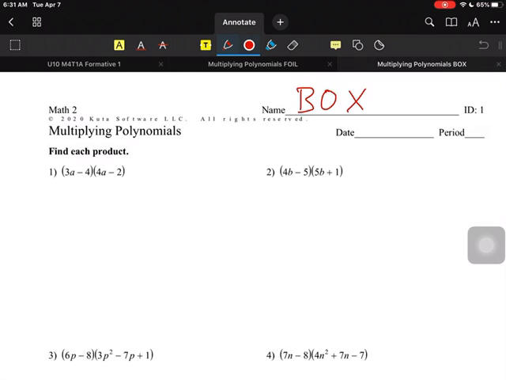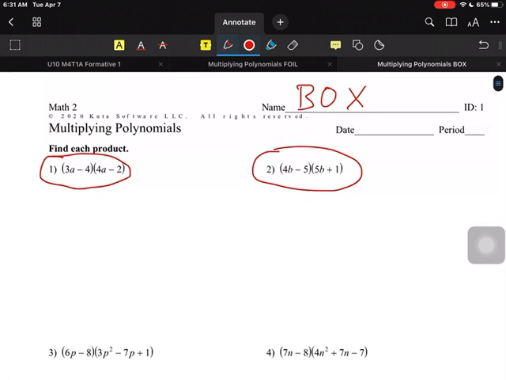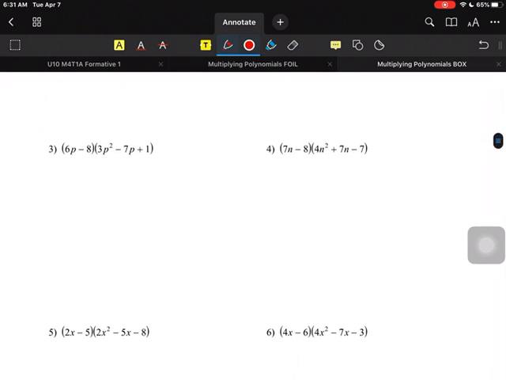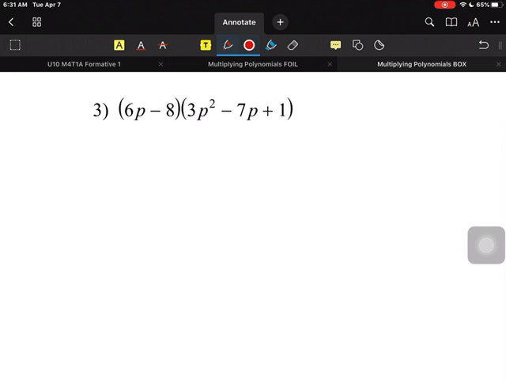Okay, guys, this is multiplying a binomial with a trinomial using the box method. Again, there are some warm-ups, just binomial times binomial that you guys know. You can practice those. I'm going to go down to number 3 and show you how to do this.